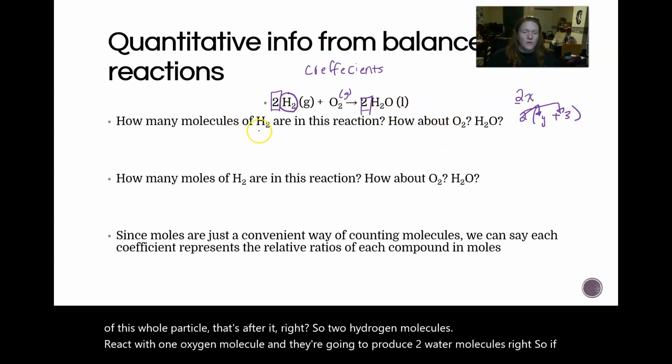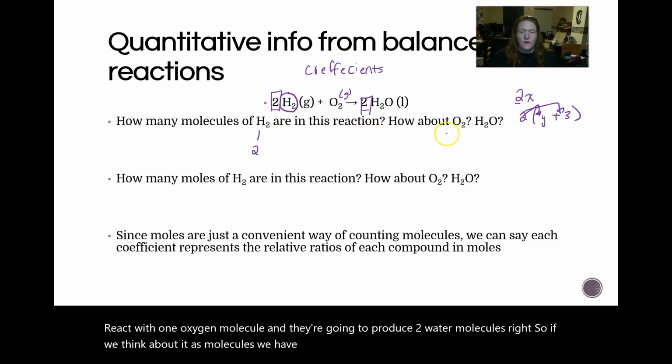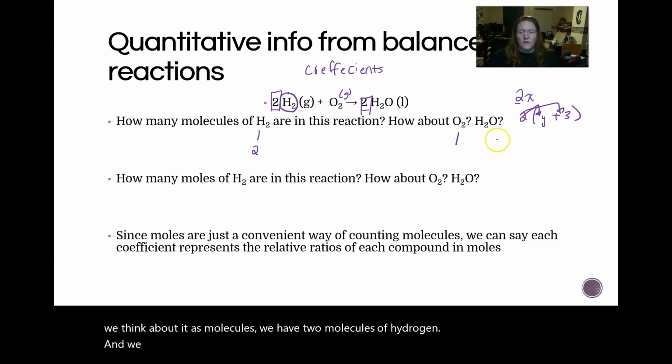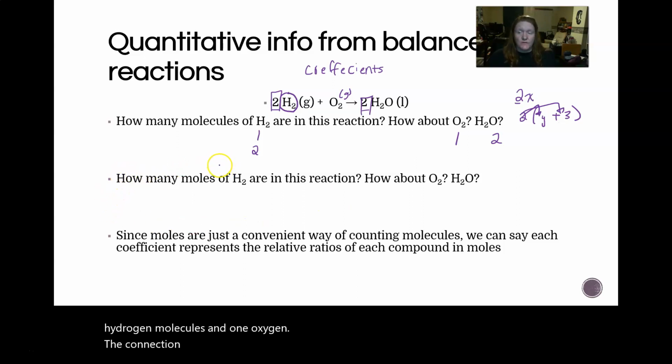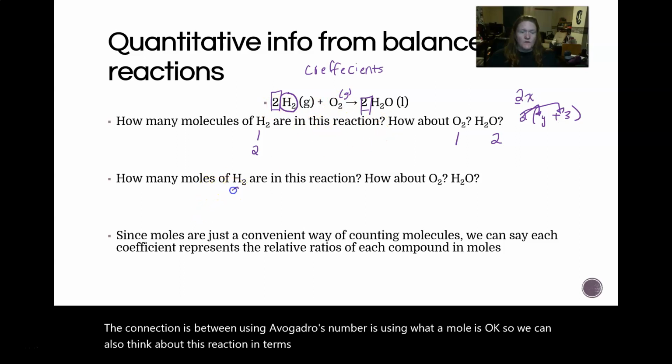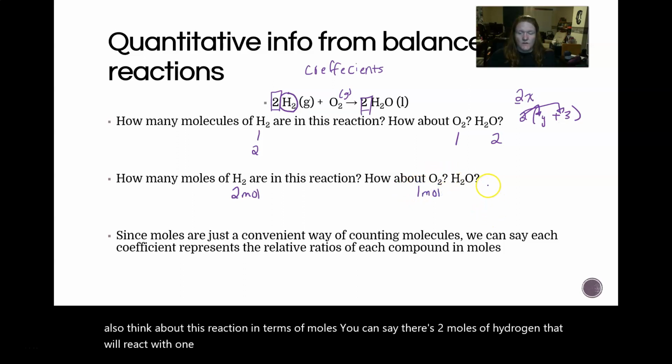So if we think about it as molecules, we have 2 molecules of hydrogen, and we have 1 molecule of oxygen, and we're going to make 2 molecules of water. Easy enough, right? But we can't count molecules, all right? We can't separate just 2 hydrogen molecules and 1 oxygen. So the connection is using Avogadro's number, using what a mole is, okay? So we can also think about this reaction in terms of moles. You can say there's 2 moles of hydrogen that will react with 1 mole of oxygen, and you're going to produce 2 moles of water.